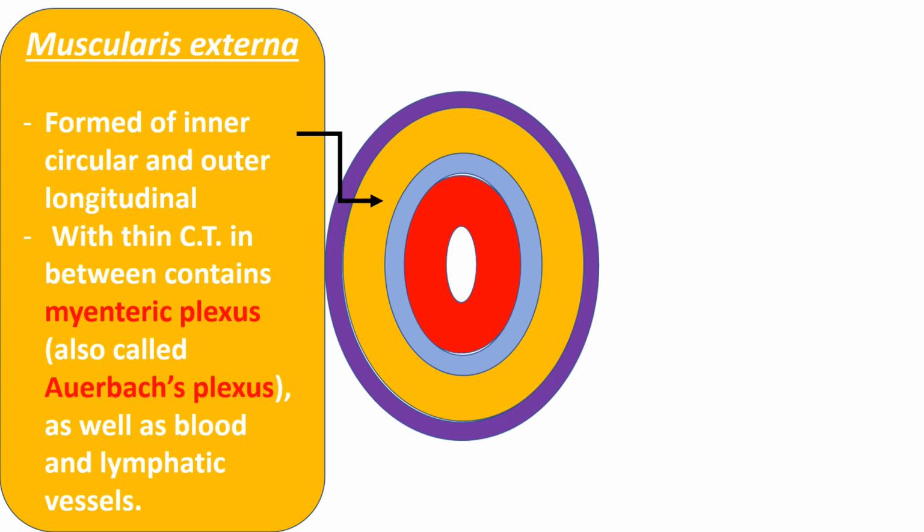Also here we have a nerve plexus, myenteric nerve plexus, important for the peristaltic movement. This plexus is called Auerbach plexus. Okay, so muscularis externa is inner circular and outer longitudinal. There is an important myenteric nerve plexus which is called Auerbach plexus.